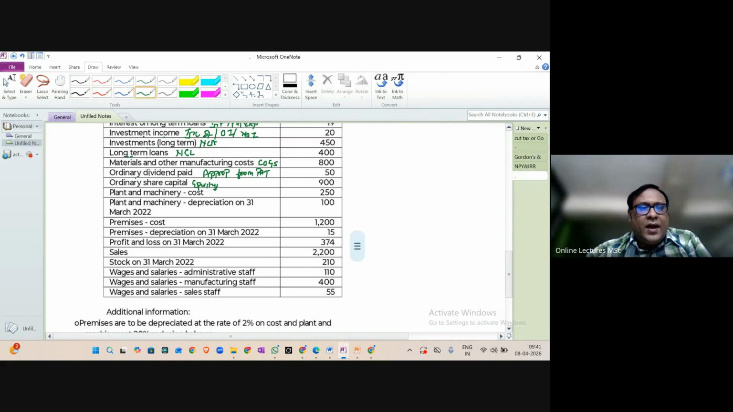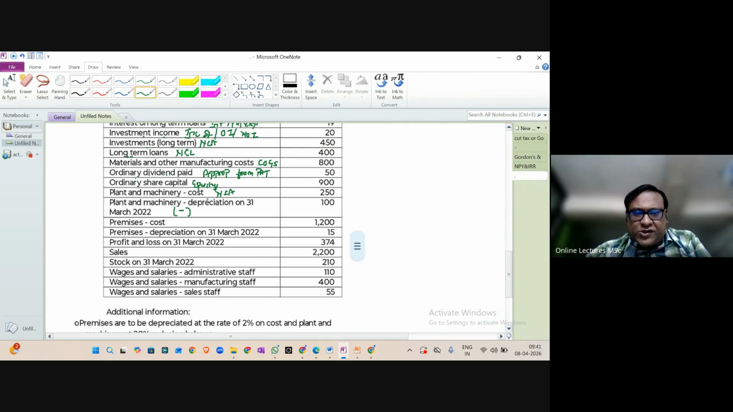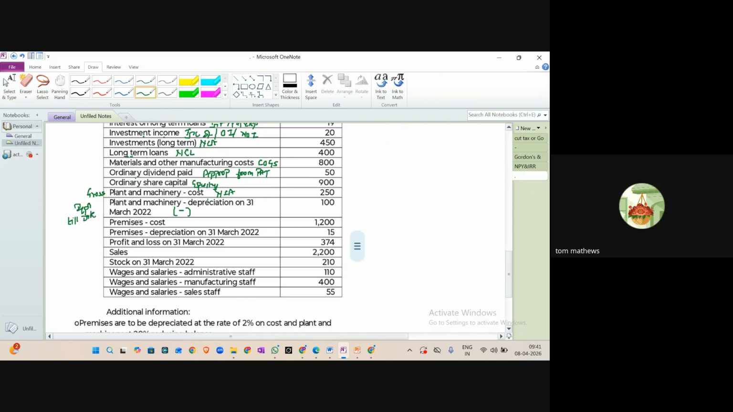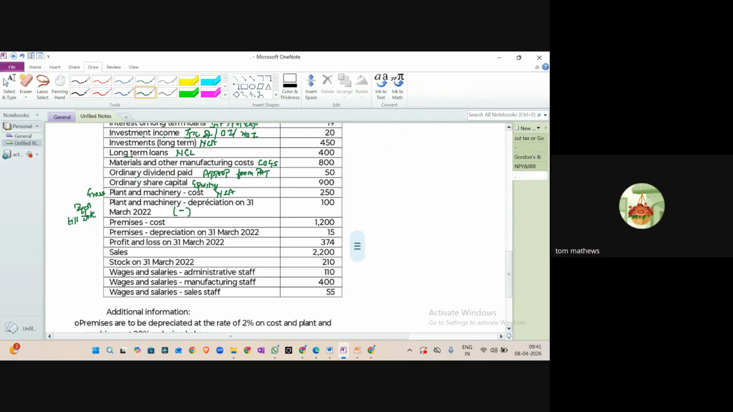Correct. Plant and machinery, non-current asset. Depreciation we have to deduct, right? Adjusted from the non-current asset value, because this is the gross value. Yeah. This is gross, and this is working like depreciation till date. Till date. Okay. Premises at cost, as on 31st March 2022. 2023 we have to calculate. Correct. Premises, non-current asset.